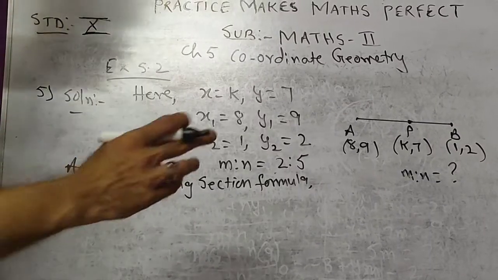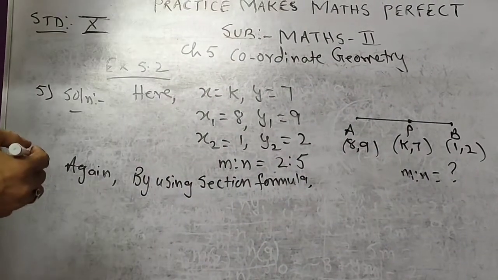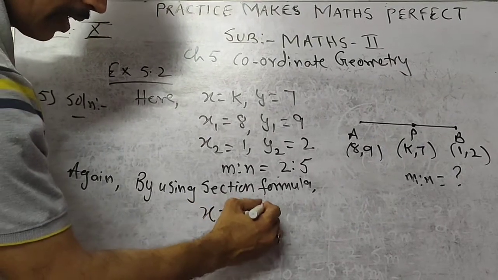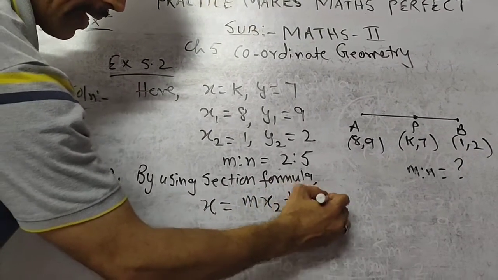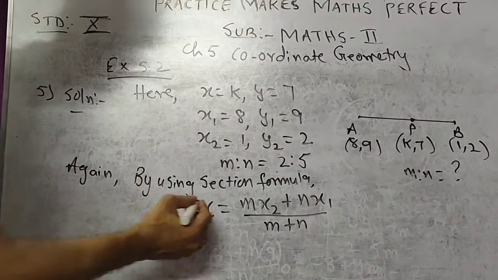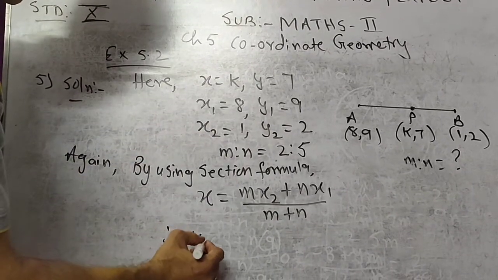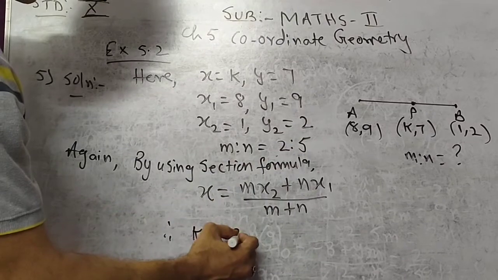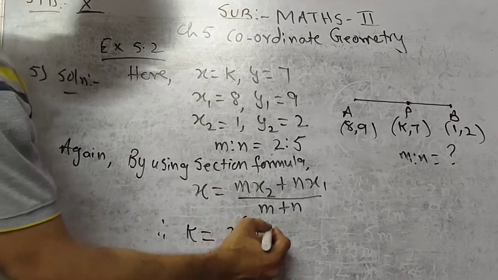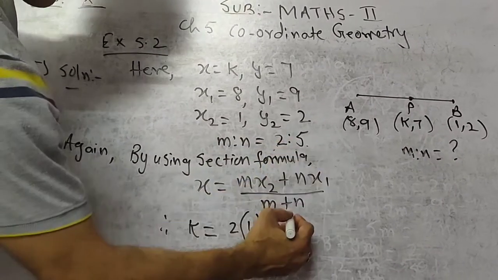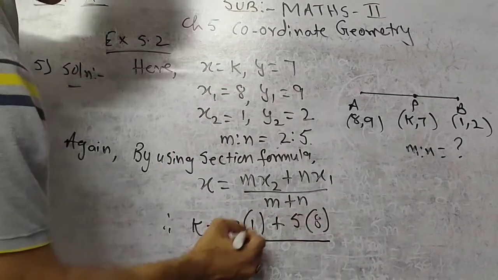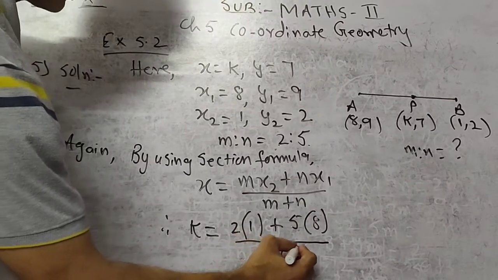Okay, now to find out the value of k, you will take the help of section formula again. Okay, which one? For x. x is equal to mx2 plus nx1 upon m plus n. Okay, x is what here now? K. So I am writing here k. k is equal to m. M is 2. Okay, m we have to consider 2. x2. x2 is 1. Plus n we have to consider 5. Okay, and x1 is 8 upon m plus n, 2 plus 5.